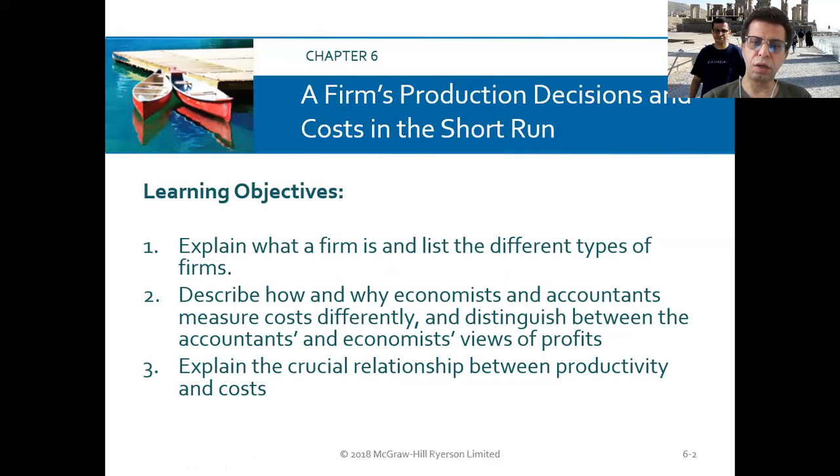In this chapter, we're going to explain what a firm is and list the different types of firms. We'll describe how and why economists and accountants measure cost differently, distinguish between the accountants' and the economists' view of profit, and explain the crucial relationship between productivity and cost.